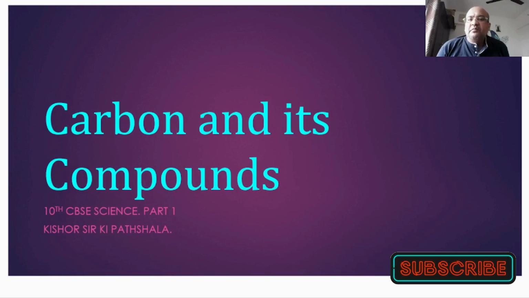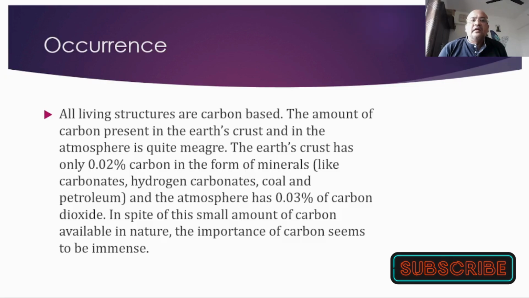Today we'll be doing a very important chapter, that is Carbon and its Compounds for class 10 CBSE. Let's see the occurrence of carbon. Carbon is present in all living structures. The amount of carbon present in the earth's crust and in the atmosphere is quite meager. It's quite small. The earth's crust has only roughly 0.2% of carbon in the form of minerals like carbonates, coal, petroleum and so on. And the atmosphere has around 0.3% of carbon dioxide.